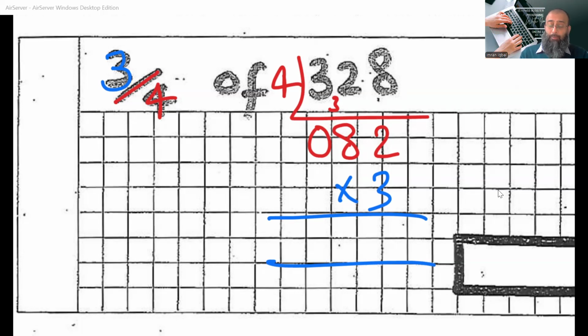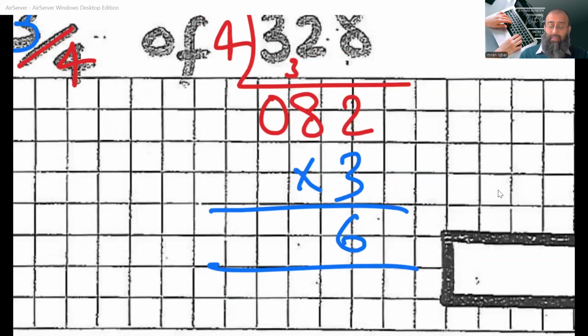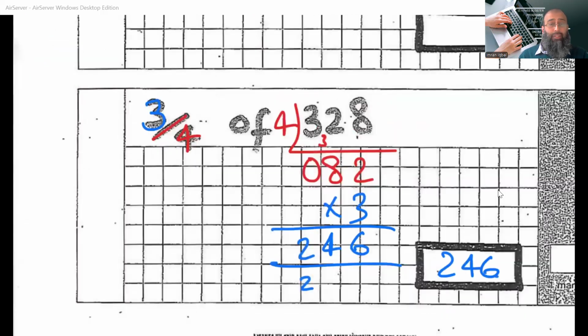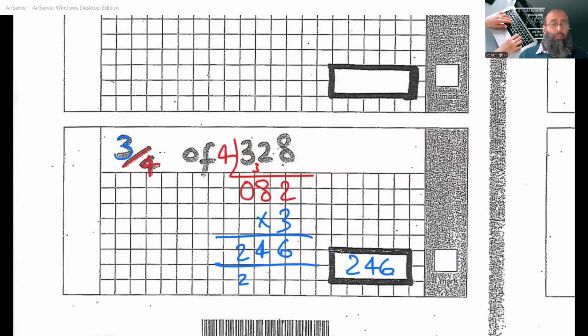I'll crash into something. So 2 times by 3 is 6. 8 times by 3 is 24. 0 times by 3 is 0 plus 2. So that gives us 246. And I hope that helps in this short video in understanding how we work out fractions of something.